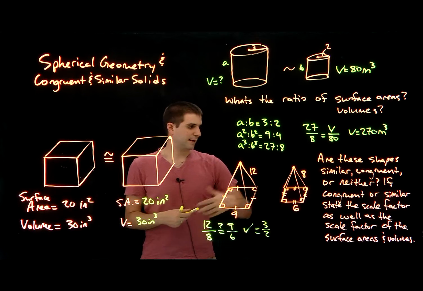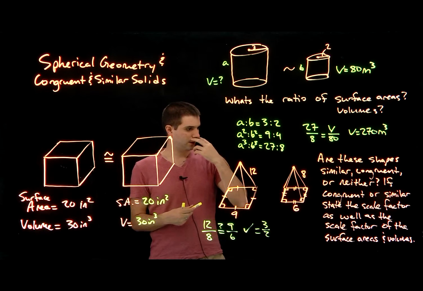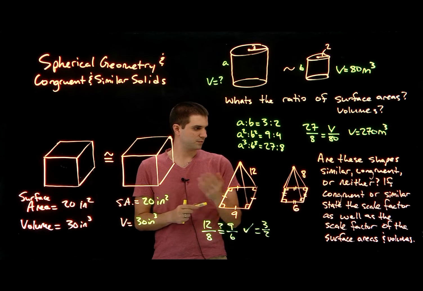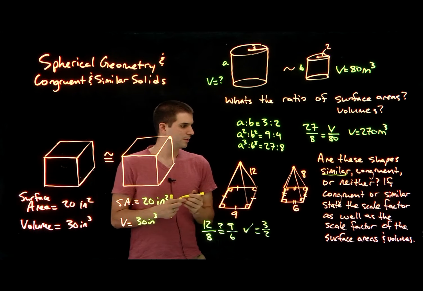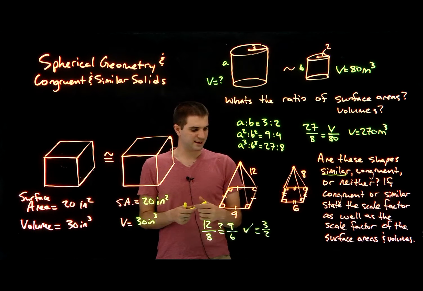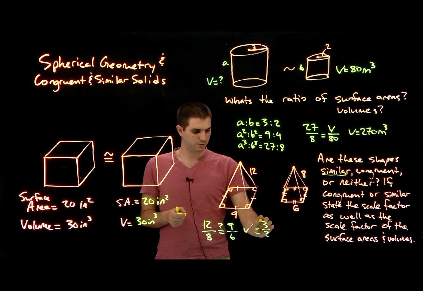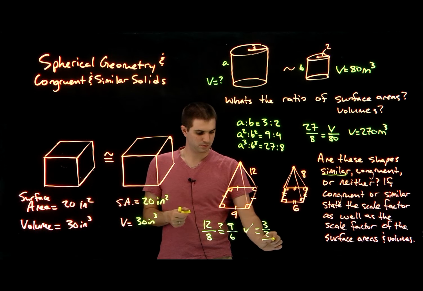So the second question is, if these are similar, right? So similar, not congruent. They're similar. And it says if they're similar, state the scale factor. So the scale factor is 3 to 2. Okay, so that's answer 2.